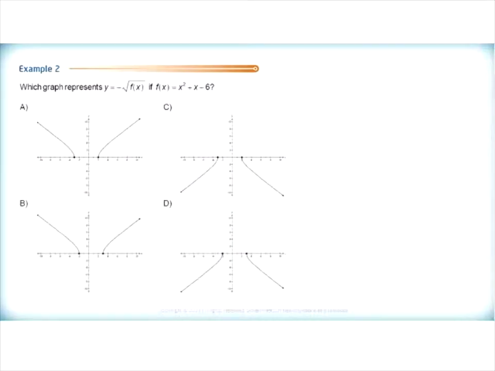In the next example, we are asked which graph represents y equals the negative square root of f of x. So what we need to do, first of all, is determine what the graph of y equals the square root of f of x is, and the negative represents a vertical reflection in the x-axis. So once again, the original function represents a parabola that opens upward.